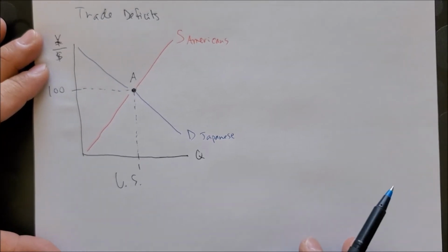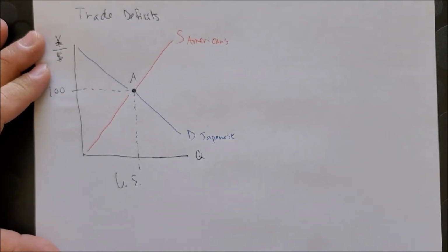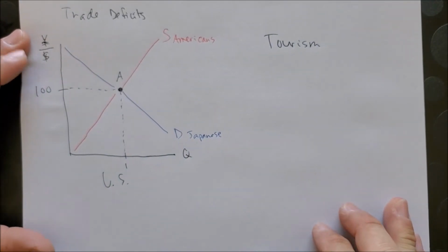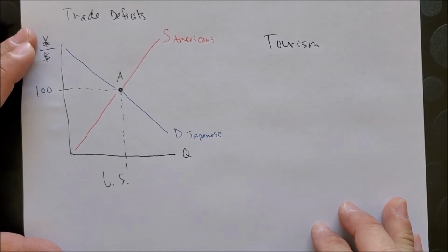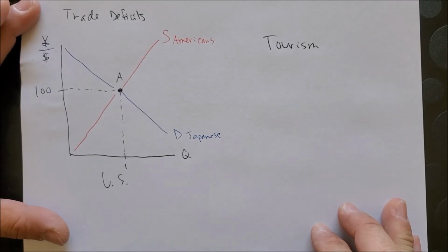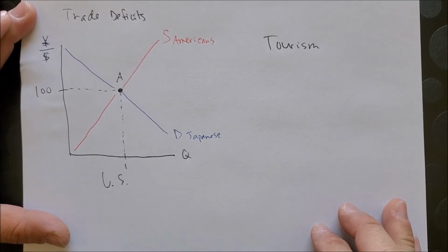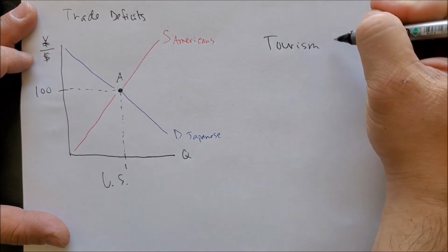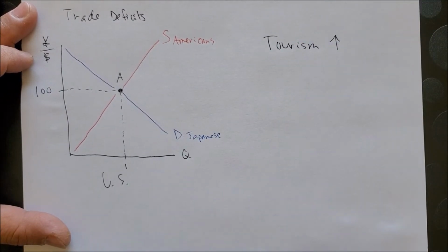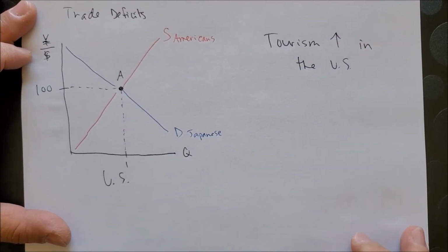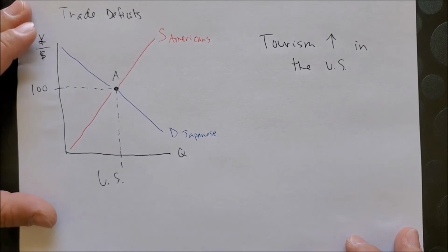So now we can see what's going to happen. Let's take, for example, tourism. It's quite common to have tourism as one of the many industries in the United States. But let's see what happens when we see an increase in Japanese tourists to the United States. Perhaps because of California, we have the Golden Gate Bridge, we have Disneyland, a lot of attractions for tourists. So let's say tourism increases in the United States. How will this impact the currency exchange market?